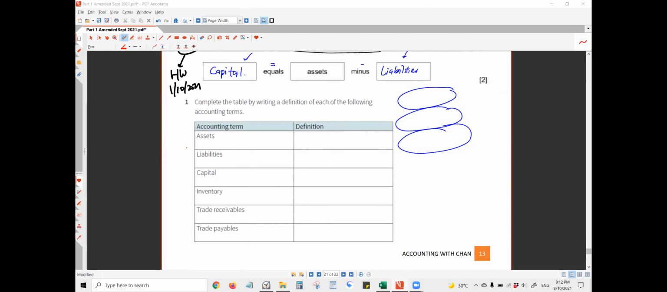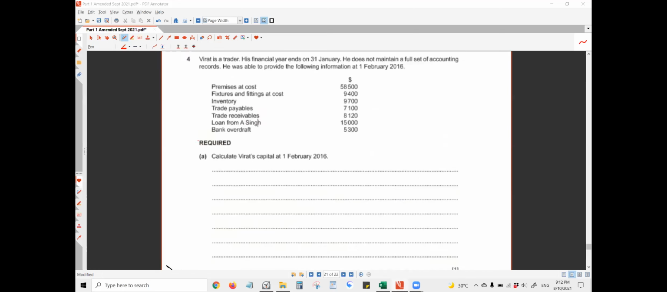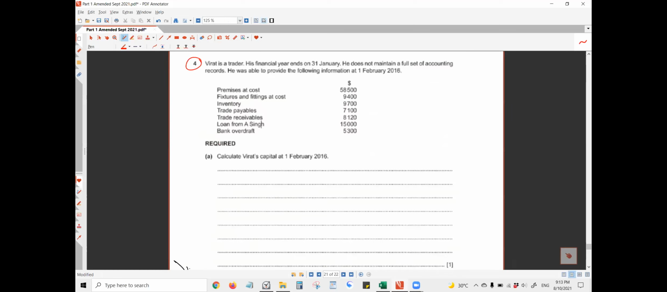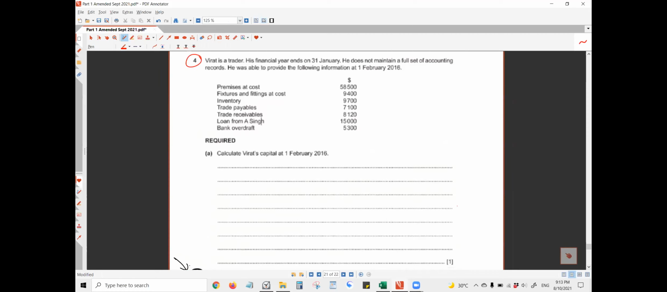Try one more. Page 13, question 4. This is actually a past exam question as well. The reason I put this question here is for me to tell you a fact. Sometimes you notice this question is only 1 mark. The mark allocated is always given at the bottom right. 1 mark only, but so much space has been given to us.